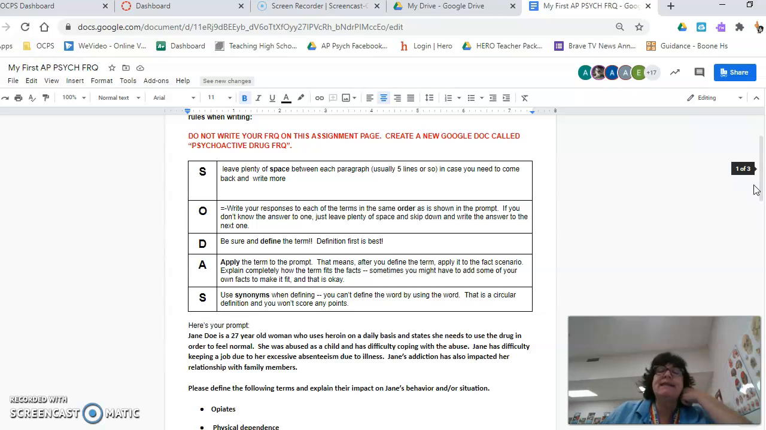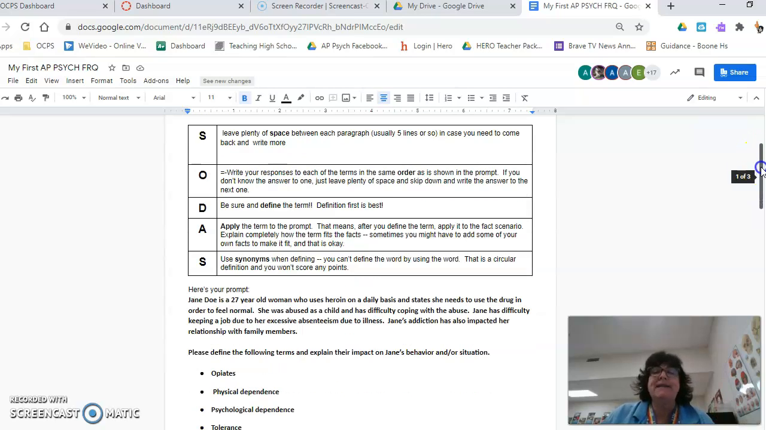And then the last one is synonyms. For synonyms, all we're talking about is that you can't use a circular definition. So for physical dependence, you can't say physical dependence is when you're physically dependent on a drug. Okay, that's a circular definition because you're using the word for its own definition. That's when you have to use synonyms.